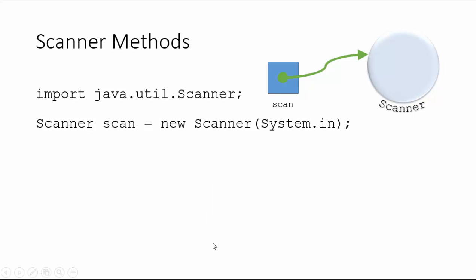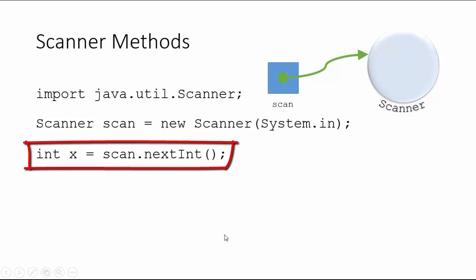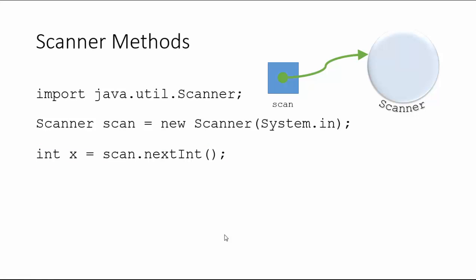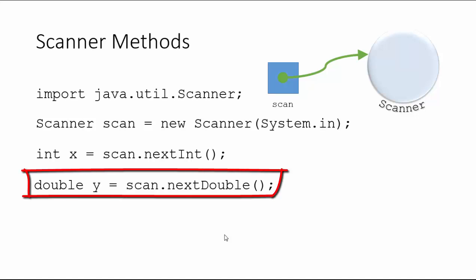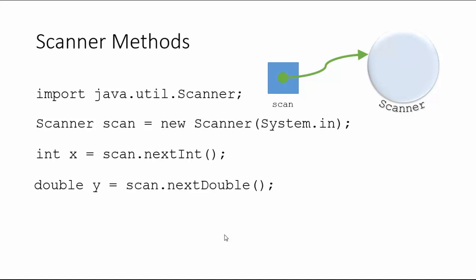Here are a few of the methods in the Scanner class which you will use to read different types of data from the keyboard. To input integer data, use the nextInt method. This statement will scan in an int and store it into the primitive type variable x. To input double data, use the nextDouble method. This statement asks the scan object to run the nextDouble, which will look for the user to type in a double and then store it in the variable y.